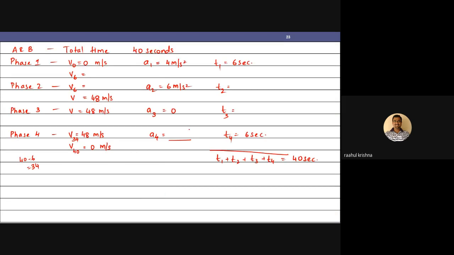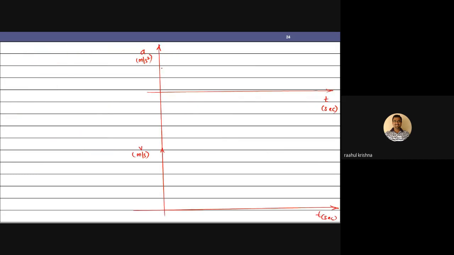Now initially what is there? I have v0, which is 0. Firstly, I have acceleration as 4 meters per second square, and that is for a region of 6 seconds, right? Acceleration equal to 4 meters per second square for a duration of 6 seconds.